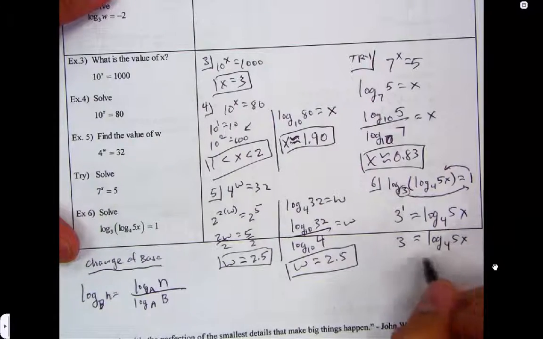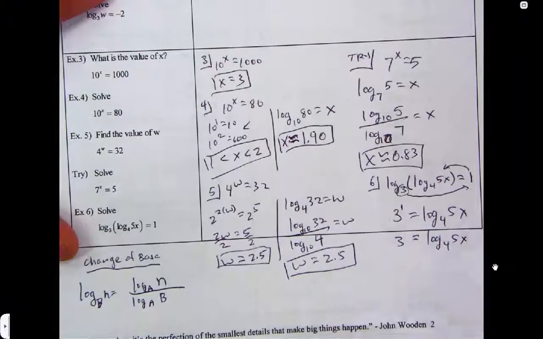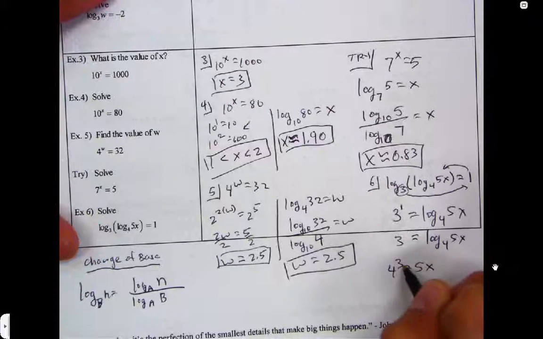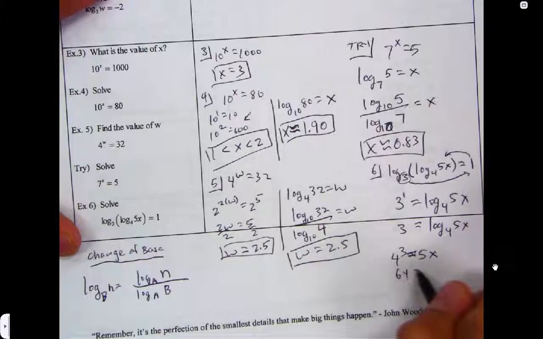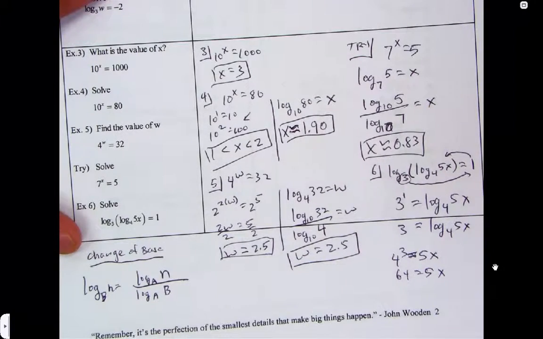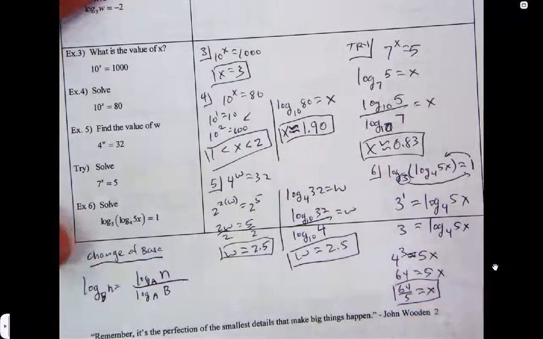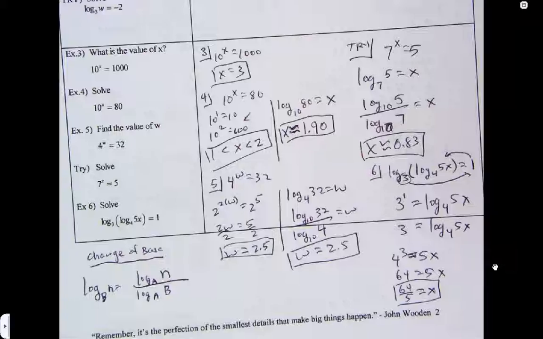Now I'm going to rewrite this in exponential form again because there's still a log. So 4 to the third is equal to 5x. 4 to the third is 64. And this becomes algebra 1. Divide by 5 on both sides. 64 over 5 is equal to x. And that is your answer.